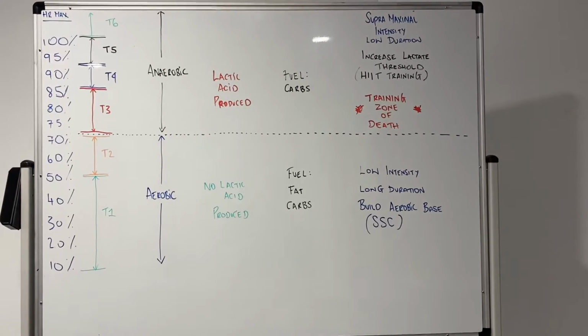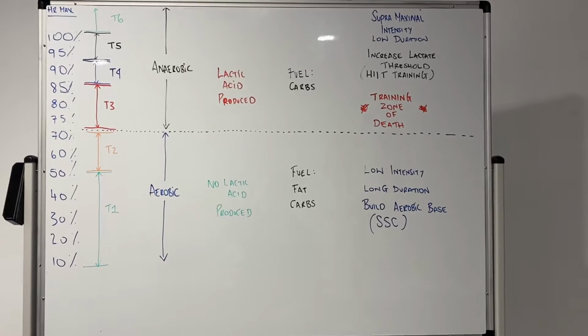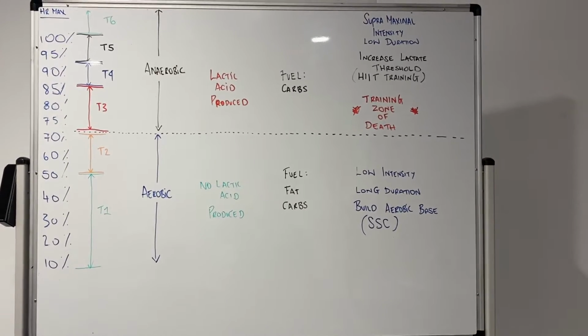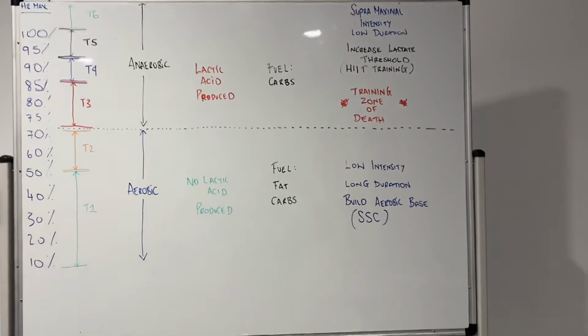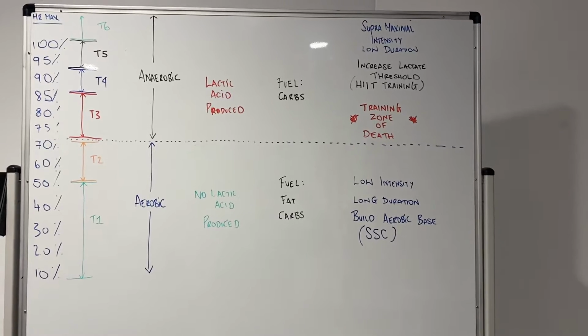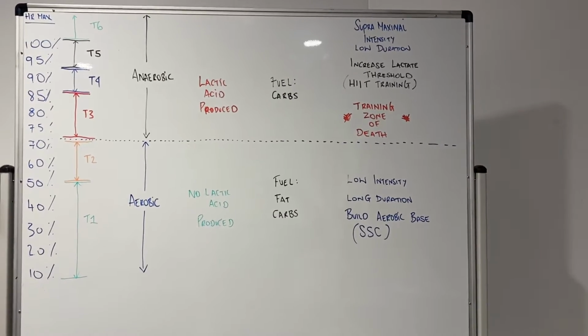On the far left-hand side, I've drawn a vertical timeline of percentage of heart rate maximum. So from all the way to the top of 100% of your maximum heart rate, and even potentially above that, all the way down to the bottom of being 10%.